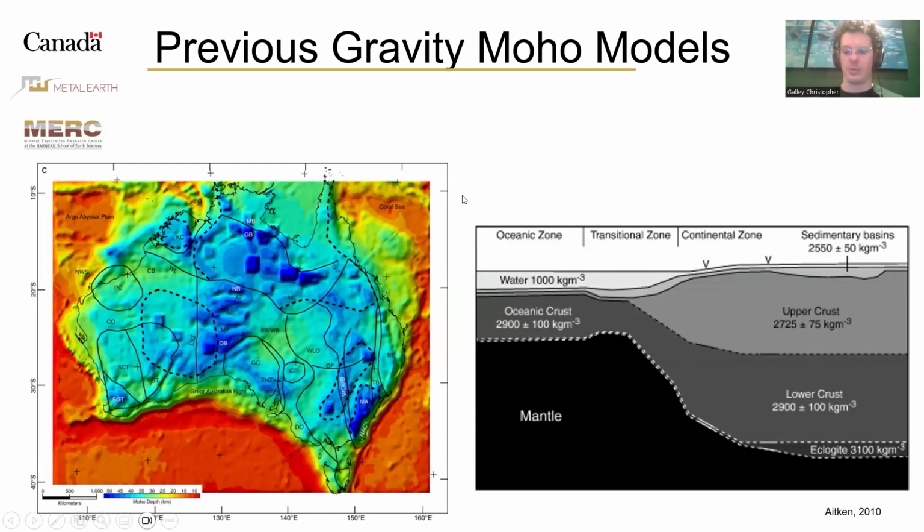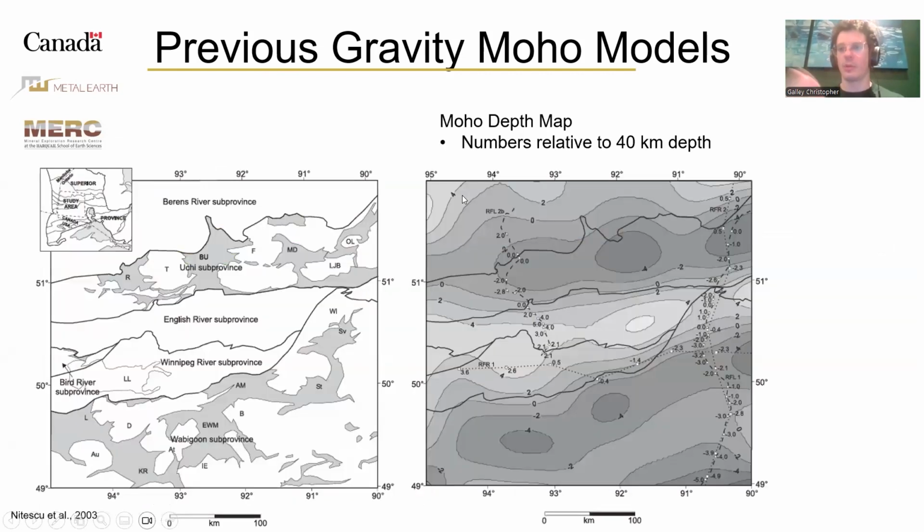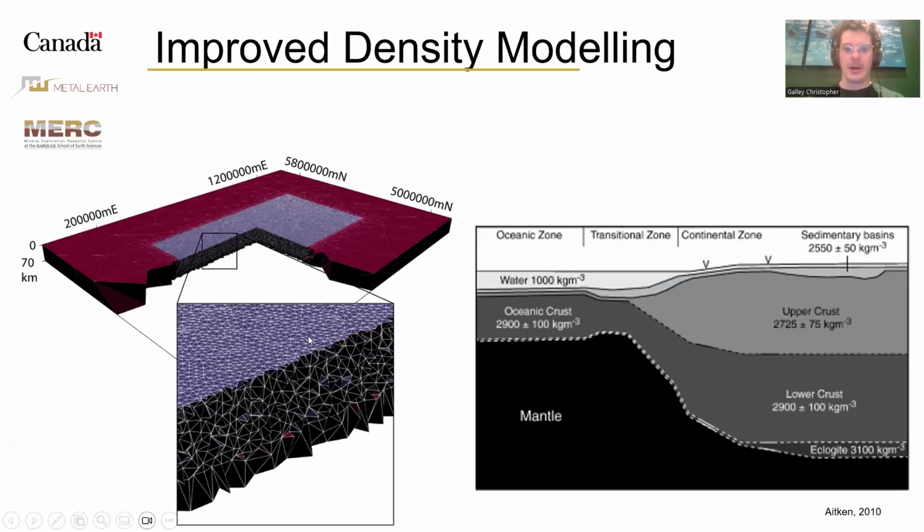And that's how these Moho models are produced. A similar method has actually been used previously in the Western Superior, in a small area over English River. But where we push things is, rather than assuming homogeneity through the upper crust or lower crust, through these crustal layers, having the pixels be broken up and vary in 3 dimensions, let the density vary in 3 dimensions.